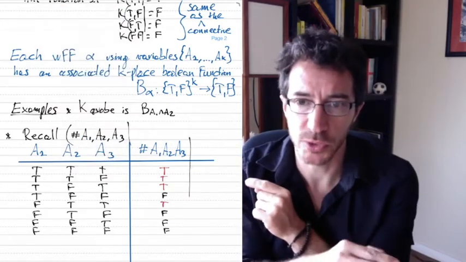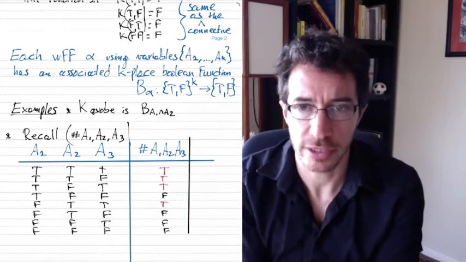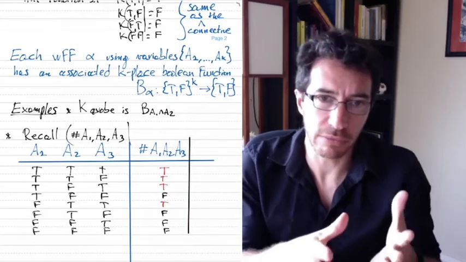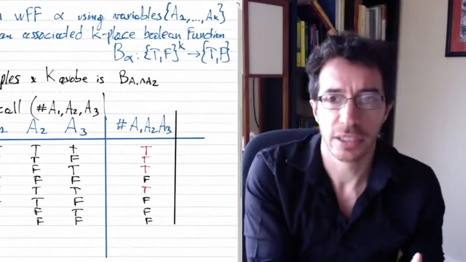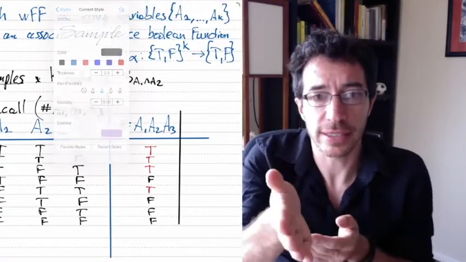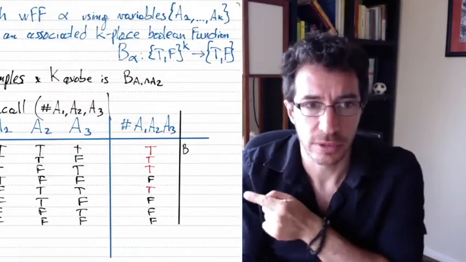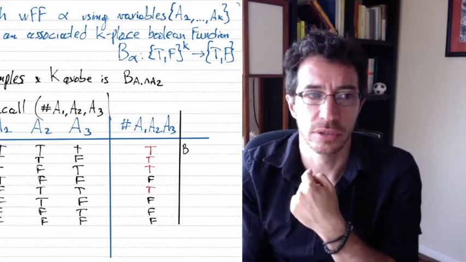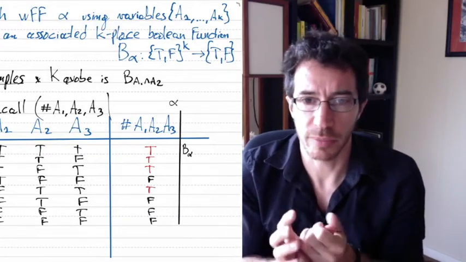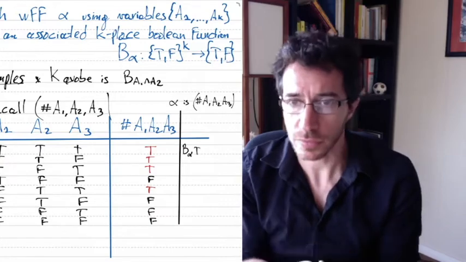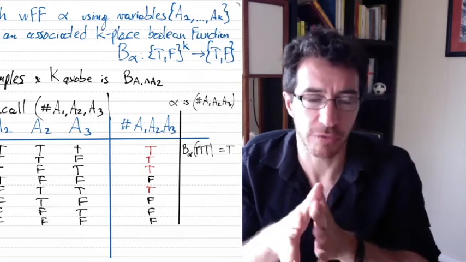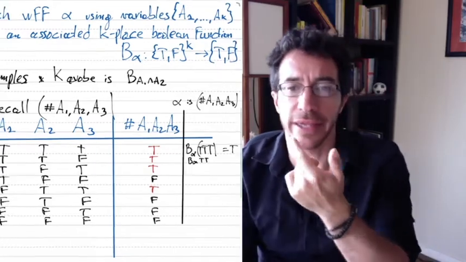That's when 2 of them are true, and it's false in the other 4 cases. So the Boolean function associated to this is essentially the one that reads the truth table right there. So that's what it does. So the Boolean function b sub alpha, where alpha is sharp of a1, a2, and a3, is this one up here.